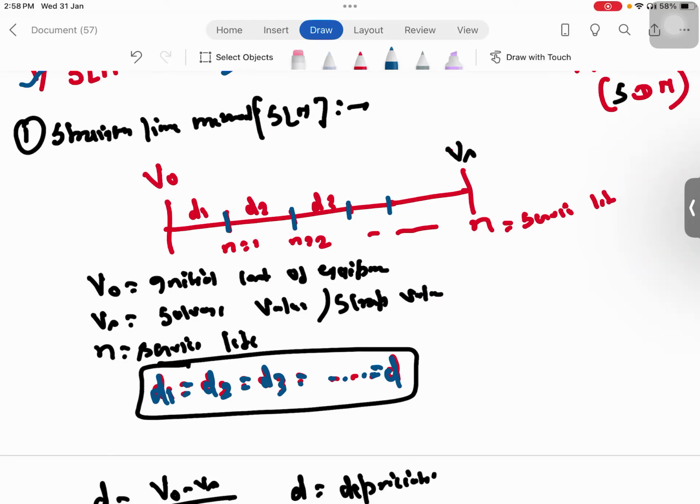Here you can see, if I plot the cost of equipment versus time curve, it will start from V0, right? And after that, what you will see is a slope and intercept.